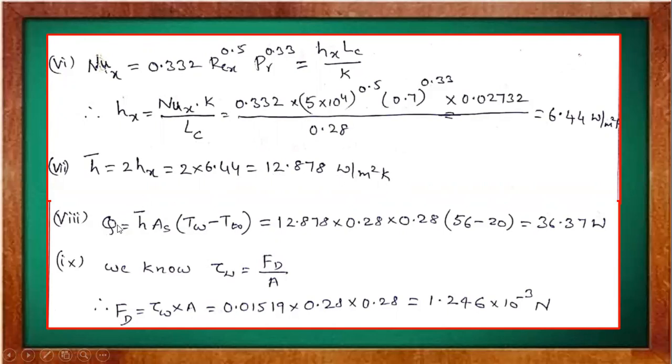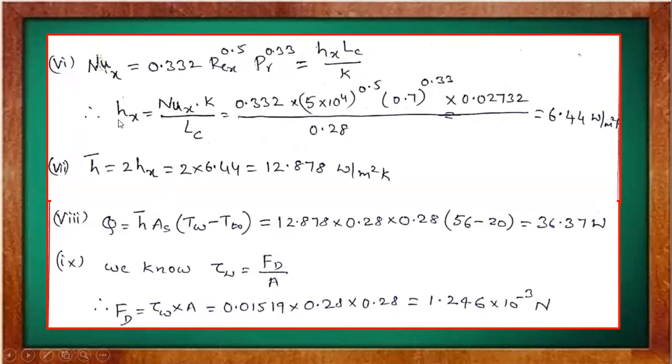Then next they have asked for the rate of heat transfer. So that is convective heat transfer. Convective heat transfer is obtained by Newton's law of cooling. It says it is equal to h, the heat transfer coefficient, into surface area, multiplied by the temperature difference. So please make sure that the h value you choose here should always be the average heat transfer coefficient.